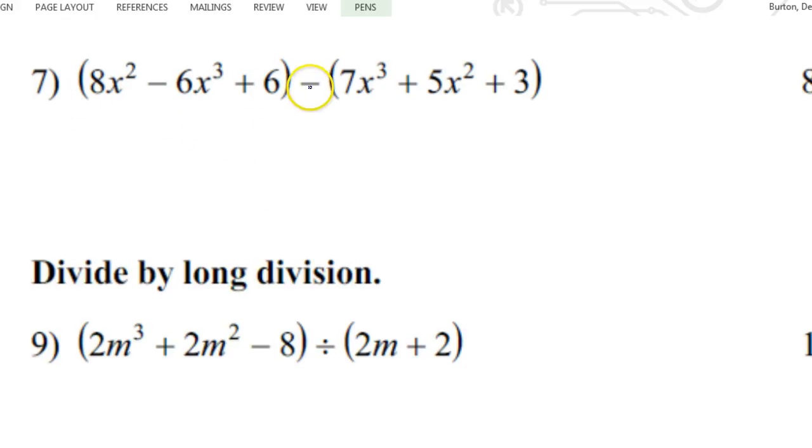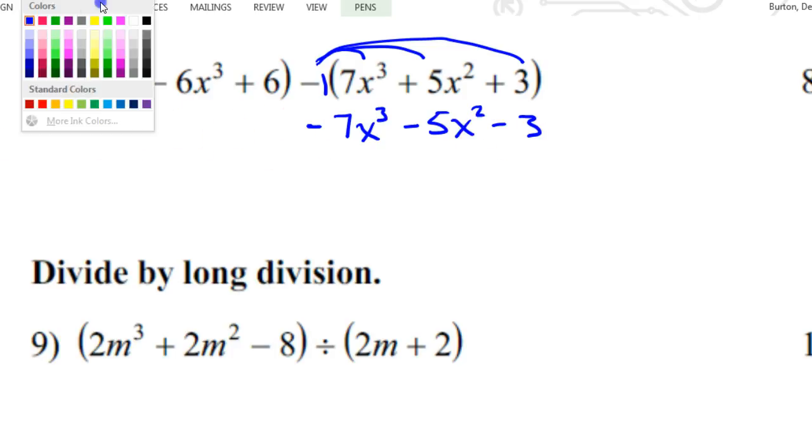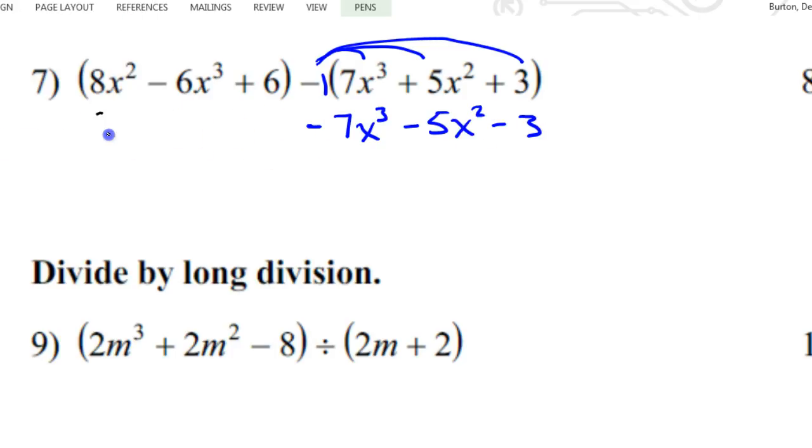Number 7, you got to be careful when you are subtracting because the negative sign, treat it like a -1, and you're going to have to distribute with that before you do anything else. So, if I multiply everything by -1, I'm going to get -7x to the 3rd power minus 5x squared minus 3. Now everything over here is going to stay what it was. So I'm going to have 8x squared minus 6x to the 3rd power plus 6. There's nothing in front of this, so I'm not changing any of that.